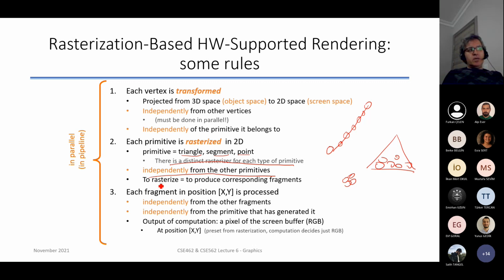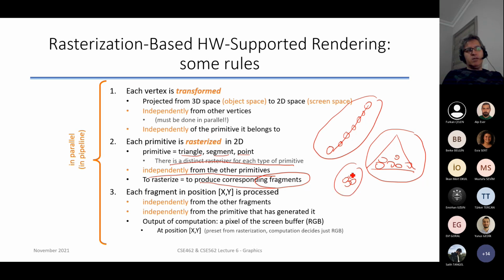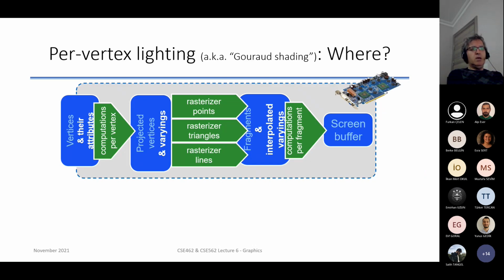Each of these rasterizations will give you a fragment of the image. So this is one fragment, and this is another fragment, and this is another fragment. And now you are going to put each fragment in position, independently from the other fragments and independently from the primitive that generated it. The output of the computation is a pixel in the pixel screen buffer at position X and Y. All right, so this is very, very simple as well.